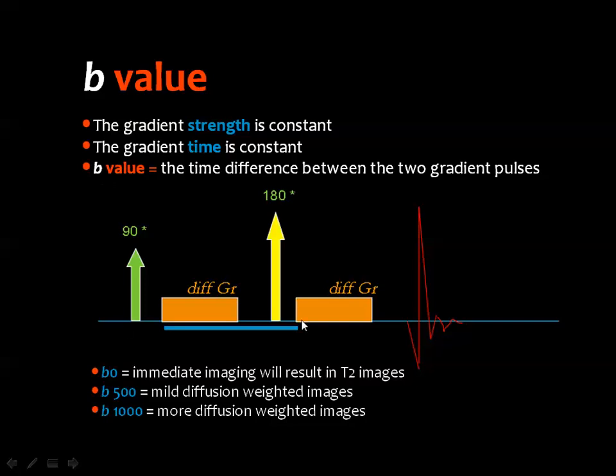Then, if the b-value is 0, meaning that you apply the first pulse and immediately you apply the second pulse, then you get just a T2 weighted image because you didn't allow any time for the water to diffuse. But if the b is in the range of 500, then you give some time to calculate diffusion. If it is 1000, then you give more time, exactly like the ink in water.